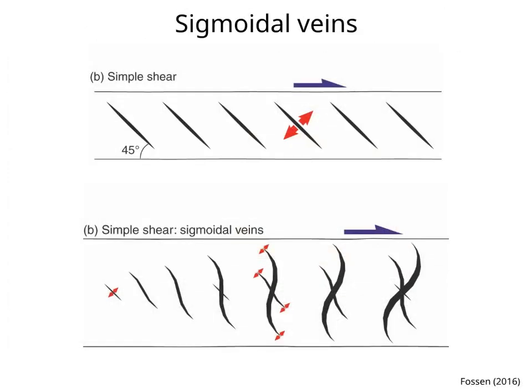Sigmoidal veins are also great fault kinematic indicators. In a shear zone, the infinitesimal maximum extension, which is shown by the red arrows, is at 45 degrees from the shear zone. Veins will first form perpendicular to the infinitesimal maximum extension, and at 45 degrees to the shear zone. With more shear, the old veins will rotate to higher angles, and new veins will form at 45 degrees to the shear zone. The result is an S-shaped or sigmoidal vein. The convex parts of the S point in the slip direction.